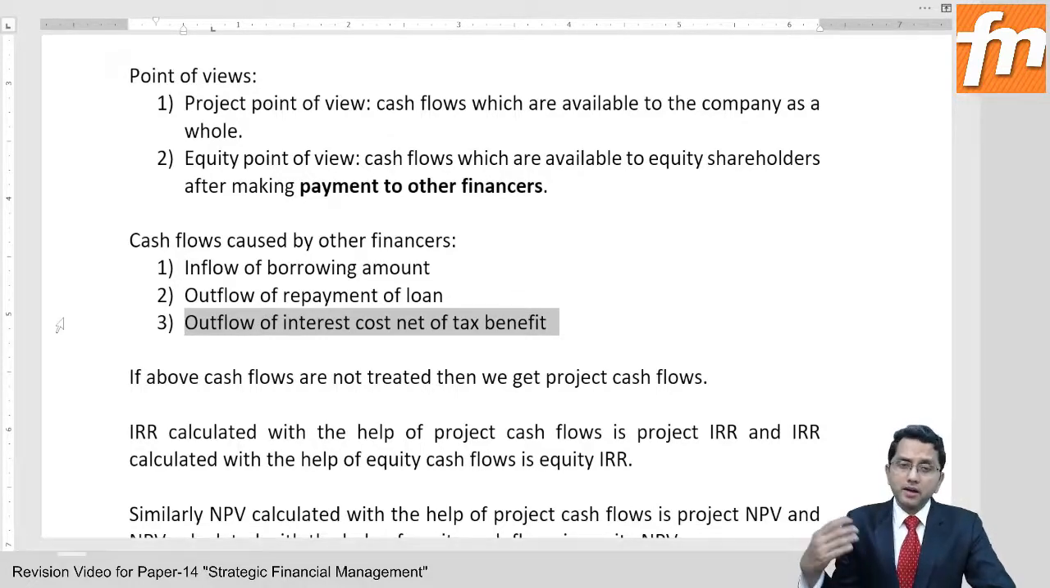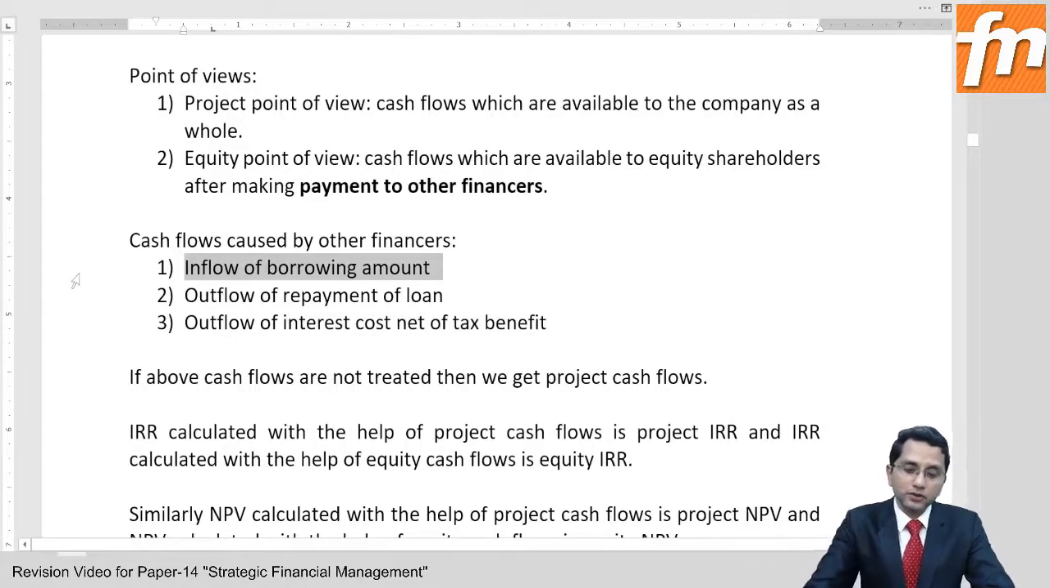But if you are paying 100 rupees as interest and suppose 20% is the income tax rate, you pay 100 rupees and you get tax benefit of 20 rupees. So effectively, you are just paying 80 rupees. That is after tax interest cost. Interest cost multiplied by 1 minus tax rate. These are the cash flows.